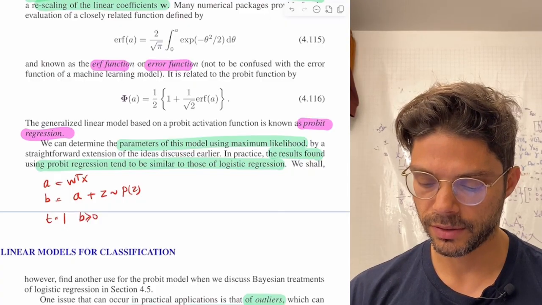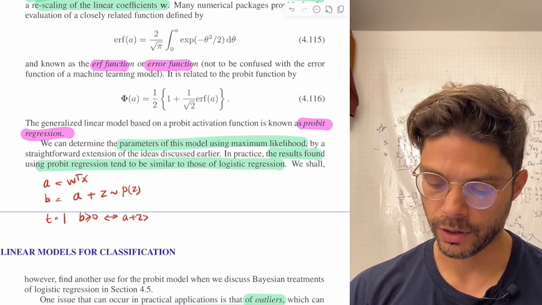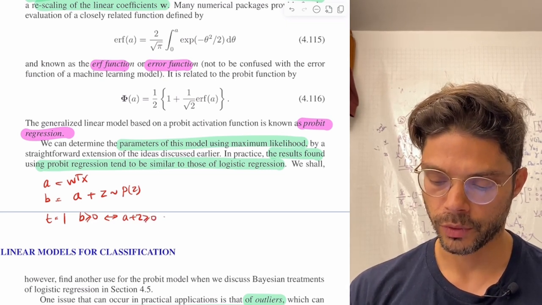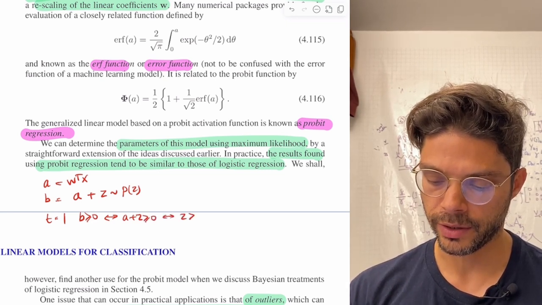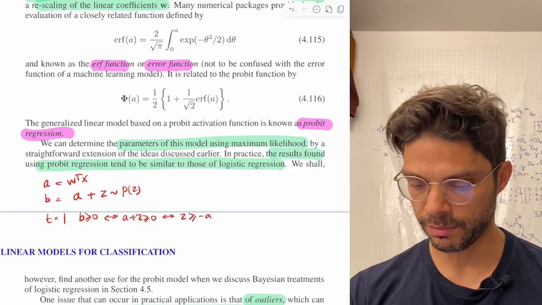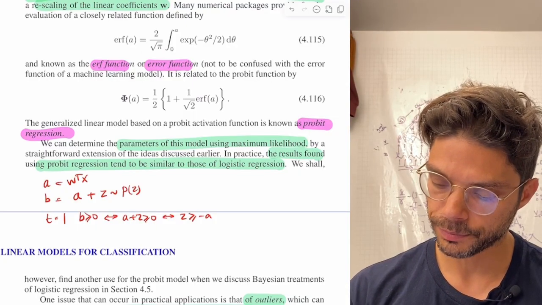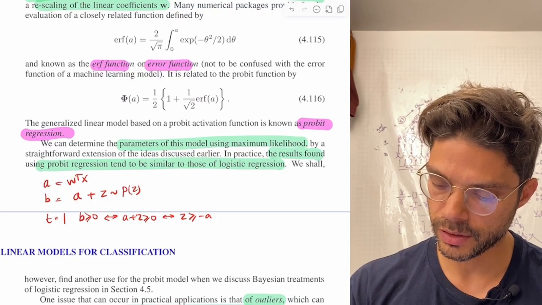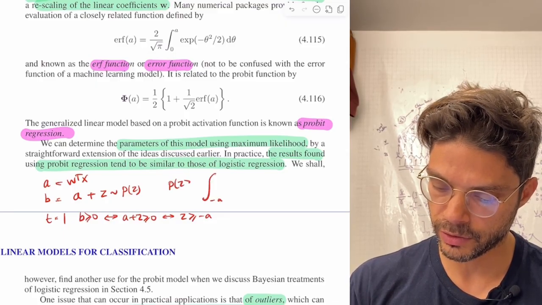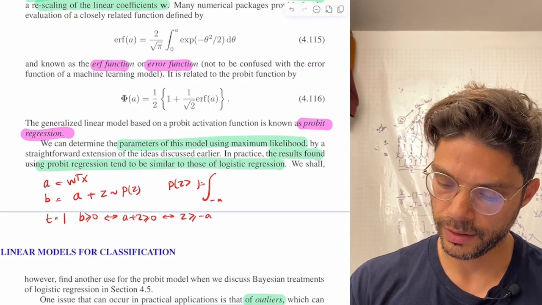Now, this will happen if and only if a plus z is greater than or equal to 0, which will happen if and only if z is greater than or equal to minus a. Then we're in the same situation as when we were introducing the Probit model. So the probability of this is the probability of z greater than or equal to minus a.